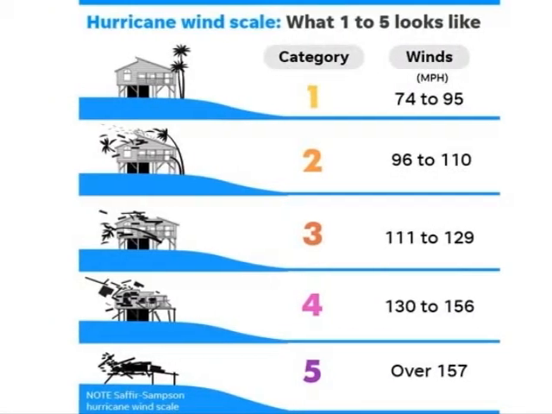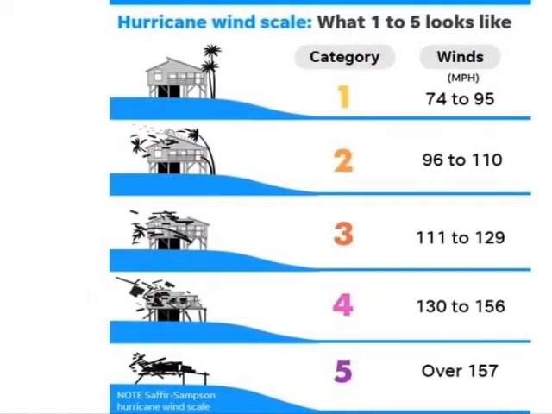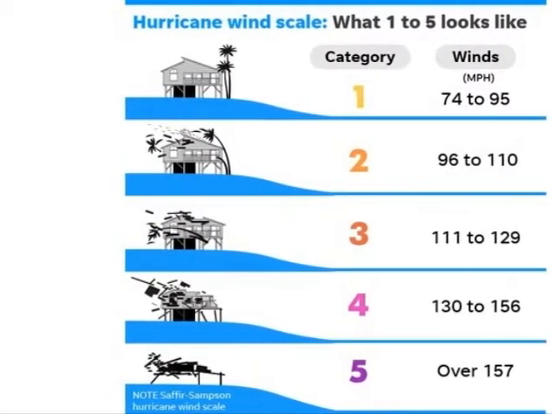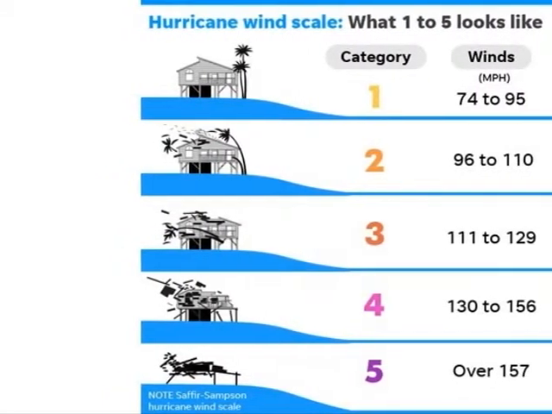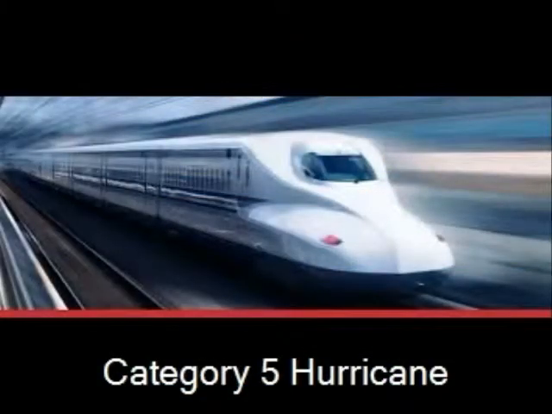Hurricanes are graded from category 1 to 5, depending on how fast the winds are moving. A category 1 hurricane has wind speeds around 75 miles per hour, whereas a category 5 hurricane can have wind speeds as high as 160 miles per hour, and that's as fast as a high-speed train.